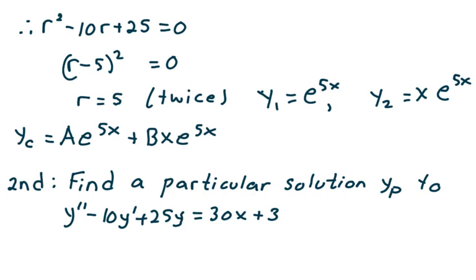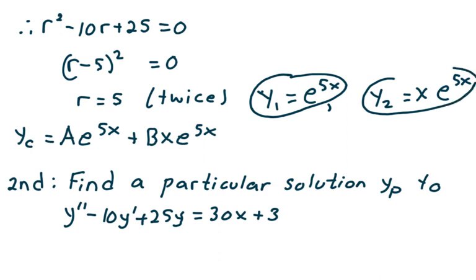Now, my linearly independent solutions I claim are y1, which is equal to e to the 5x, and y2, which is equal to x e to the 5x. And we can show that y1 and y2 are linearly independent. And so my complementary solution y sub c is equal to a e to the 5x plus b x e to the 5x.